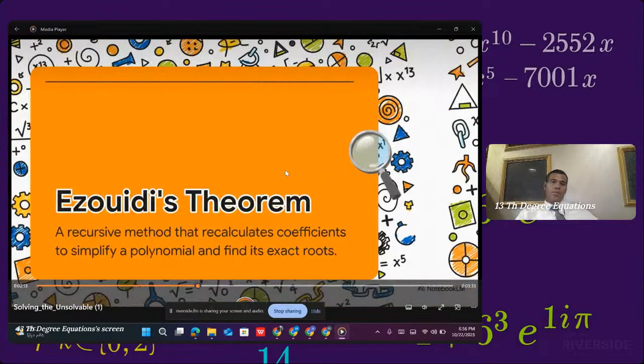Okay, so at its core, think of it like a translator for math. It takes that super complex, frankly terrifying original equation, and then step by step, it rewrites it into a much, much simpler language, a language we can actually solve.